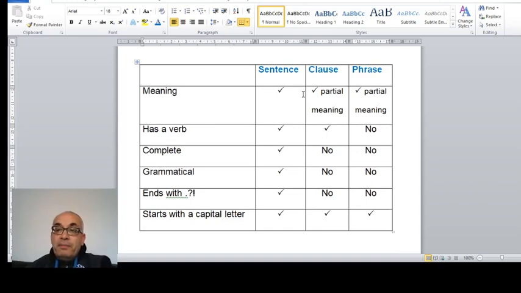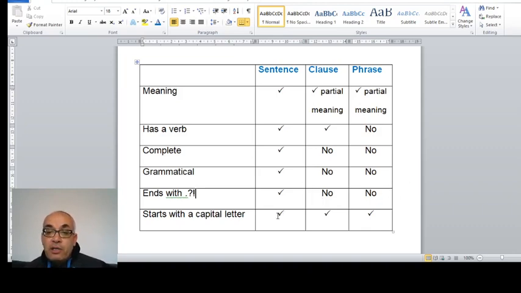Does a sentence end with a full stop or a question mark or an exclamation mark? Yes, it does. So at the end of a sentence we put one of these 3 punctuation marks. Clause, no. Sometimes we put a comma at the end of a clause, but most of the time clauses don't have commas. We cannot use a question mark or an exclamation mark or a full stop with a clause. The same with the phrase.